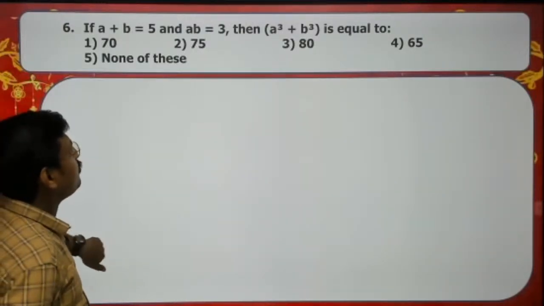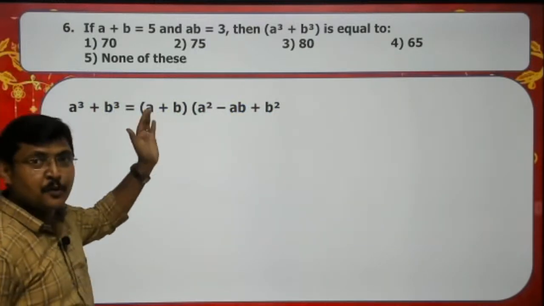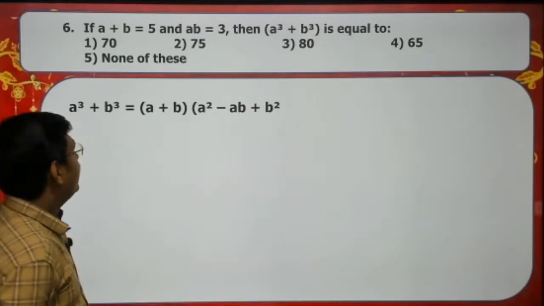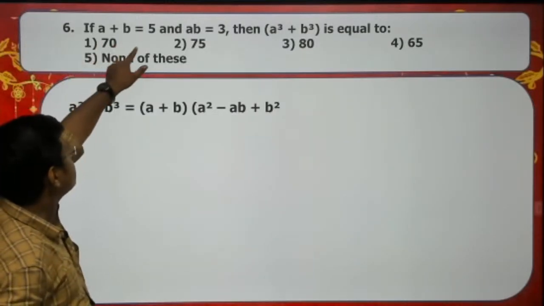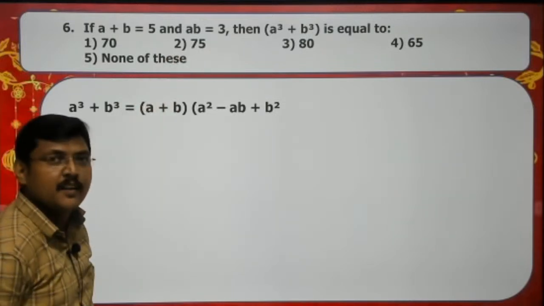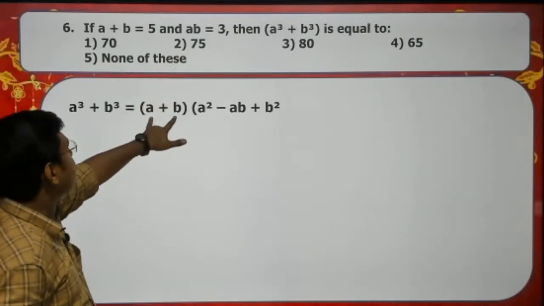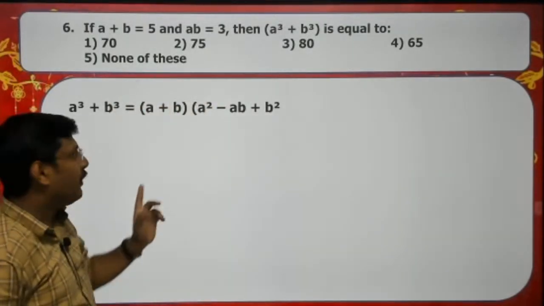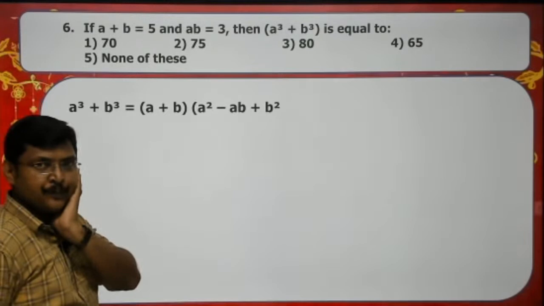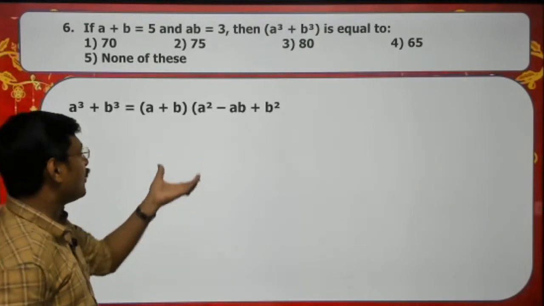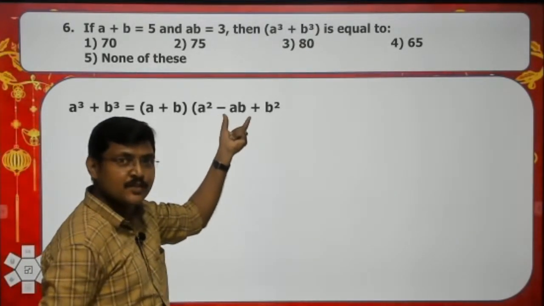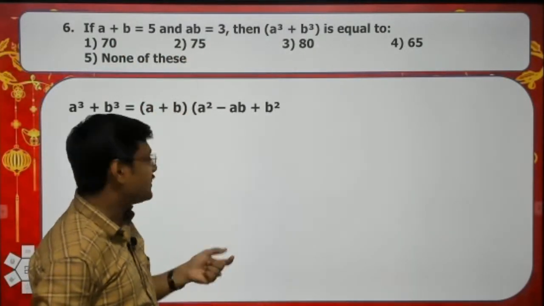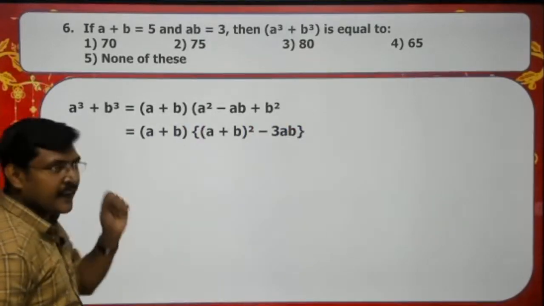That is, a cube plus b cube is equal to a plus b into a square minus ab plus b square. Remember this frame. Then, the condition given: a plus b is 5 and ab is 3. So for a plus b we can substitute 5, and for ab we can substitute 3. But there is a square plus b square, right? So I am going to frame this in such a way that I can write it as sum and product of a and b. Listen, I need to write like this, and I will explain it clearly.